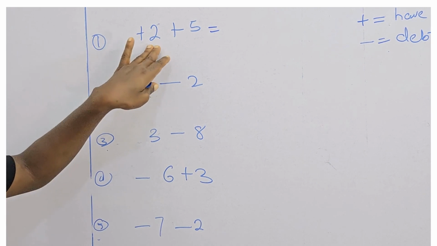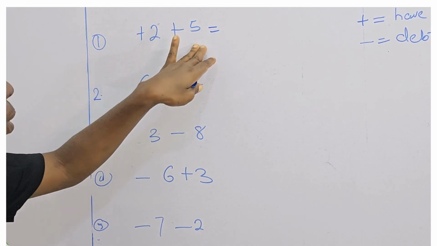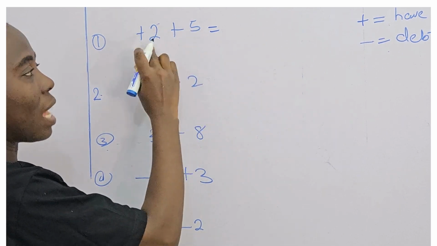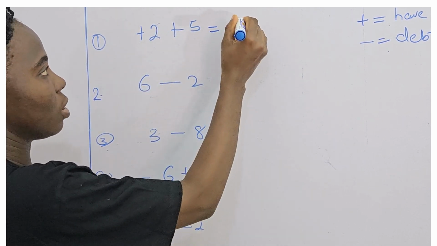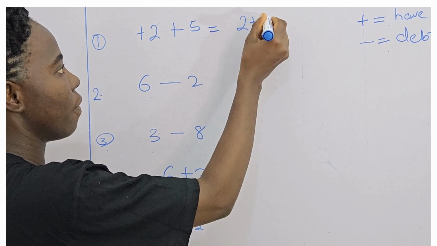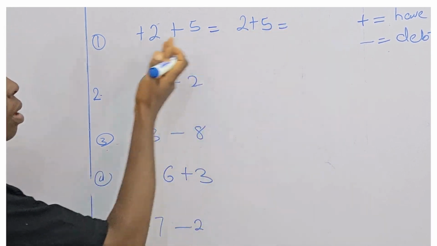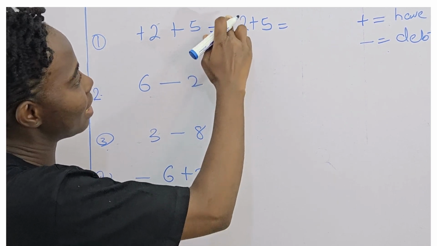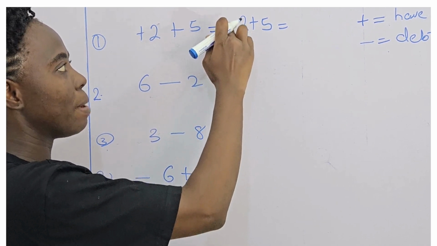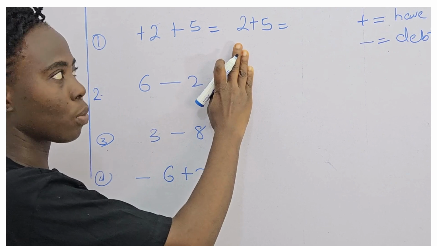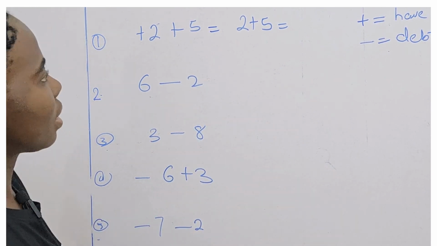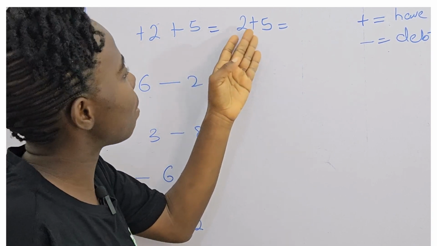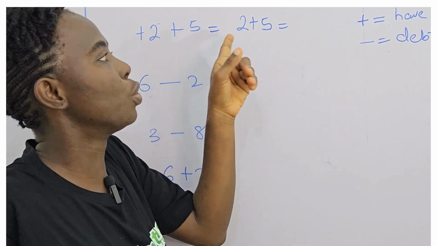Now, plus 2 plus 5, okay? Before I go too far, this plus here, I could actually write this without it and just have 2 plus 5. Anytime you say a number standing alone without any sign here, it actually implies what? Positive.